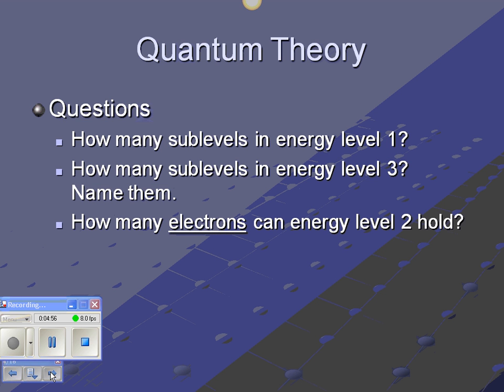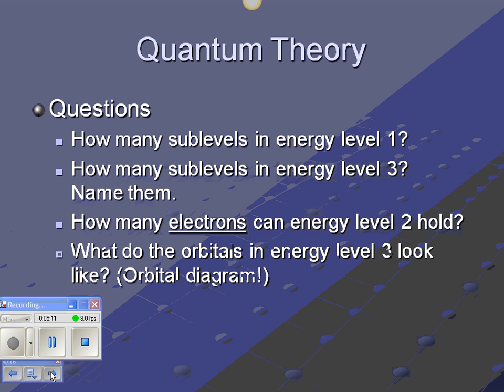Electrons then, if we look at electrons and go back to the periodic table, you can see this. Energy level 2 has S as well as P. S has 2 electrons that it can hold. P has 6. So you add those two up. 2 plus 6 is 8. Energy level 2 can hold 8 total electrons.